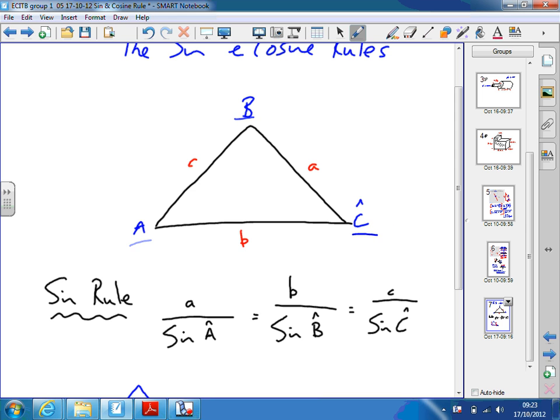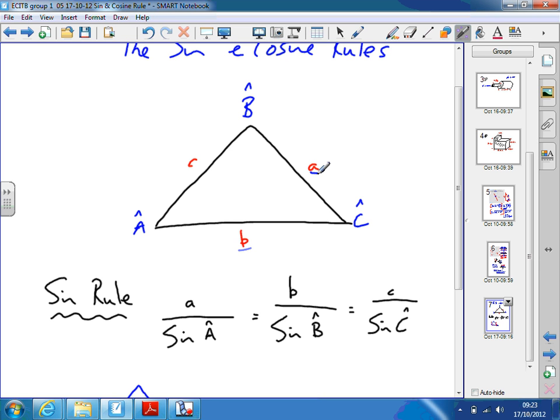This symbol, hat, above the angle means it's angle A, angle B, and angle C, so I could have put those little angle symbols there. The key thing is, though, that the side opposite angle B is side B, and so on. So the side opposite angle A is side A, and side C is opposite angle C.